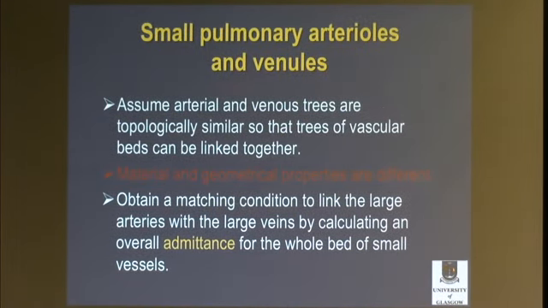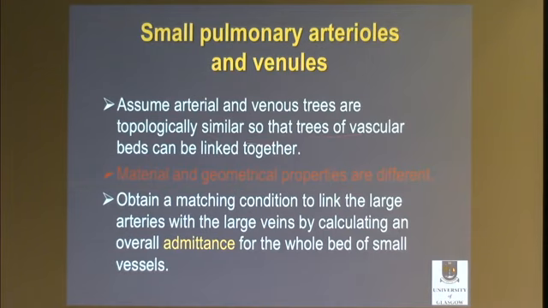So with all this data, we can assume the trees are topologically similar and join them together. In principle, the material and geometrical properties are different, and we want a matching condition so that when we do our computations, I can link what's happening in the large arteries with the large veins, where I'm doing my wave-like calculations. The trick is to use the admittance, which is 1 over this frequency-dependent resistance, the impedance.